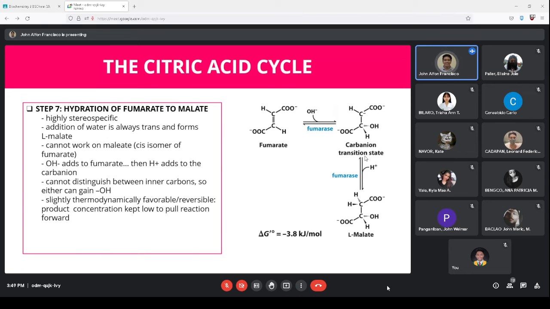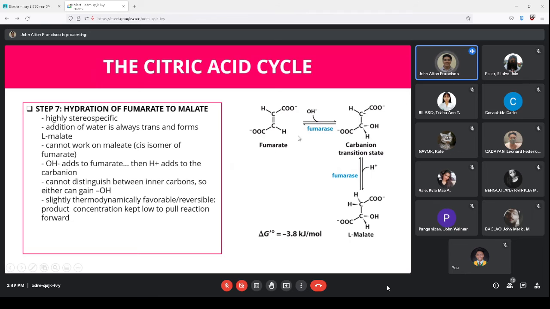Next will be the hydration of fumarate to malate. Okay? This is highly stereospecific. So as you can see, you will be using dash and wedge lines. Addition of water is always trans and forms L-malate. So yun yung kailangan niya. Si L-malate lang yun nangyayari. Hindi pwedeng basta malate lang. So you will use L-malate.